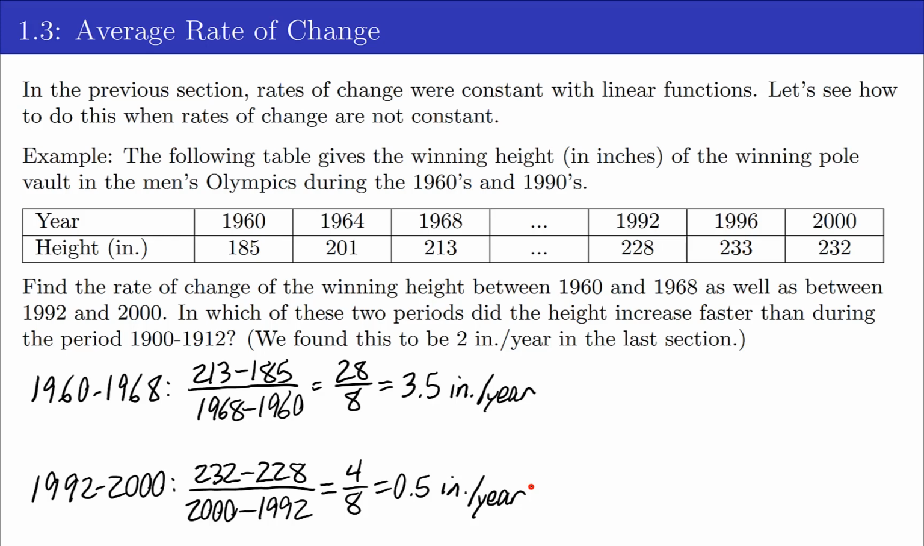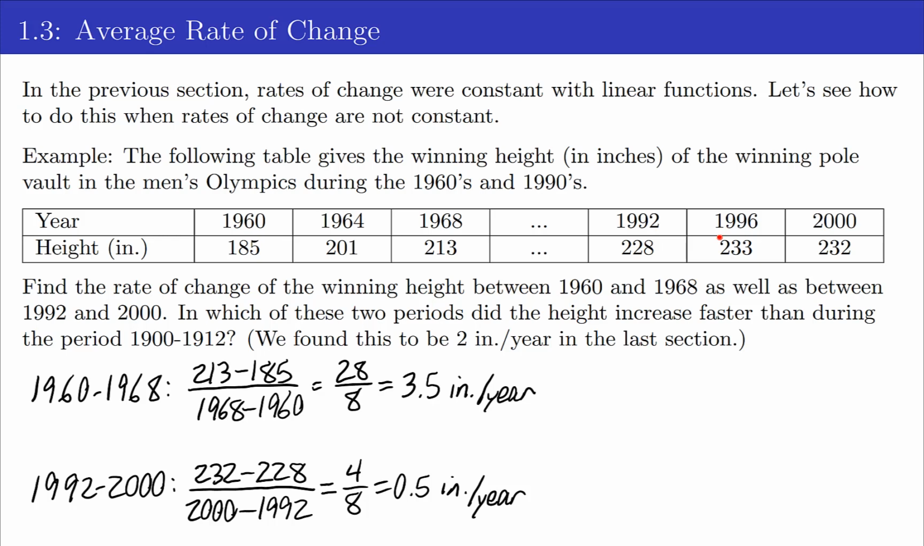Now just to point out something though, if you look at the data that was in this table, 232 in 2000 was actually less than the 233 in 1996. So this is sort of an averaging out, ignoring data in the middle and just looking at the trend from the beginning to the end.